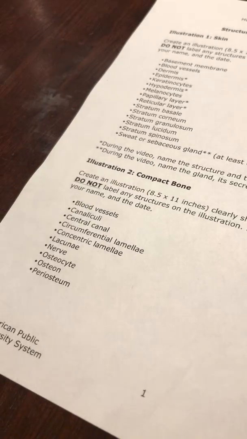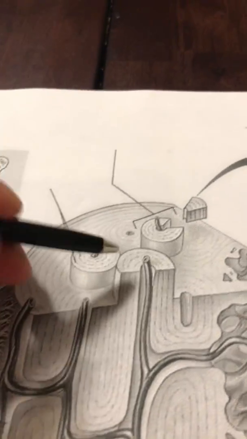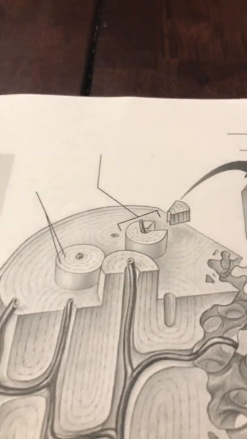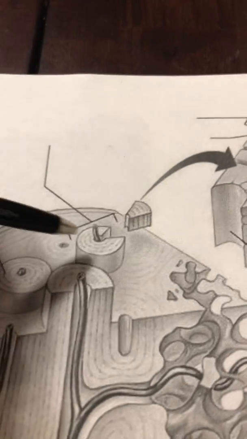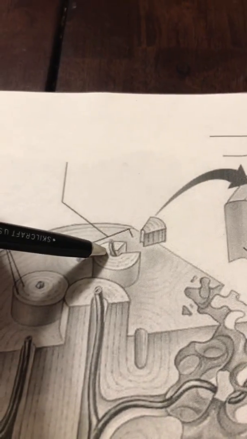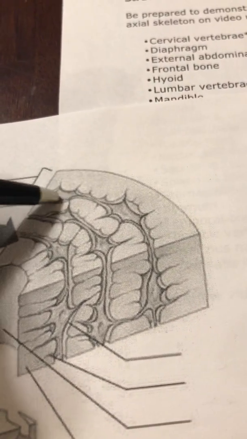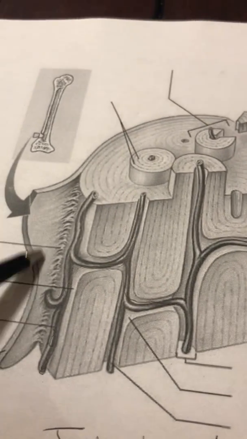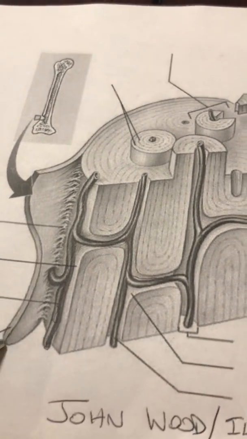Next is the osteon. This entire thing is the osteon here. It's also known as a Haversian system. And then the osteocytes are these cells here. Okay. Periosteum, it's outside, so it's this one right here, kind of the outside. Now we have it for that.